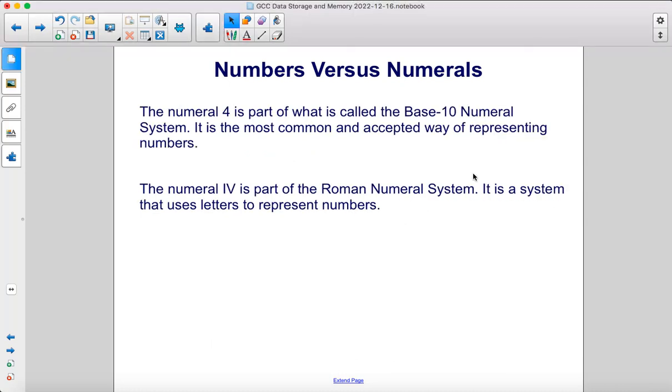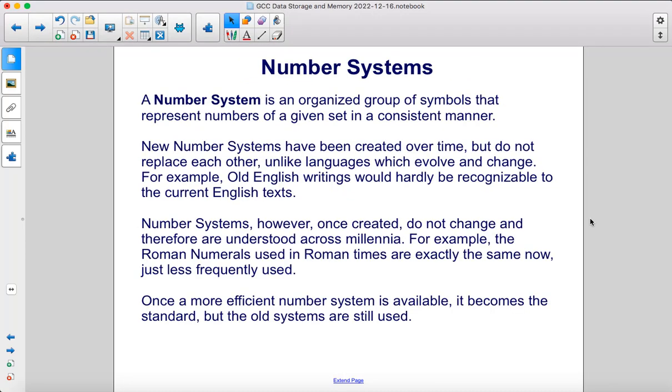The numeral 4 is part of what is called the base 10 numeral system, or the decimal system. It is the most common and accepted way of representing numbers. The numeral IV is part of the Roman numeral system. It is a system that uses letters to represent numbers. A number system is an organized group of symbols that represent numbers of a given set in a consistent manner.